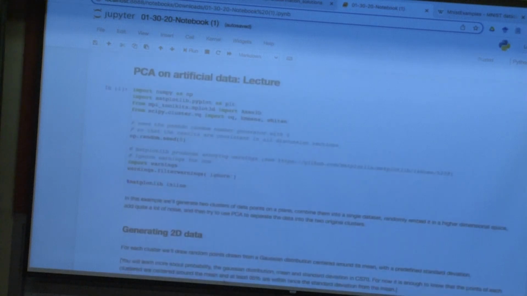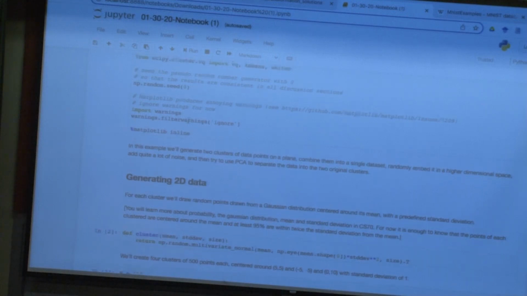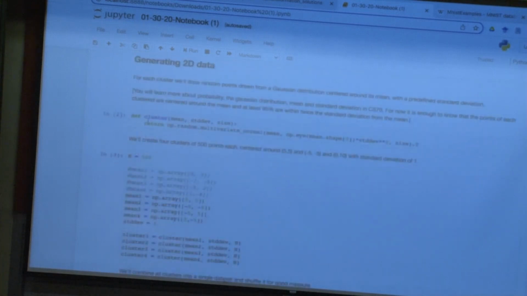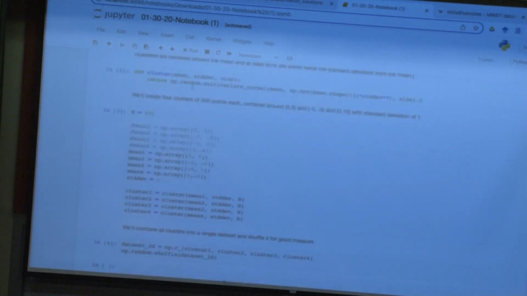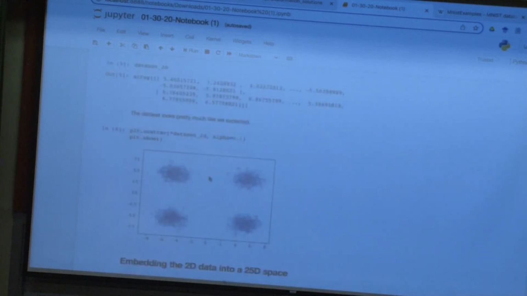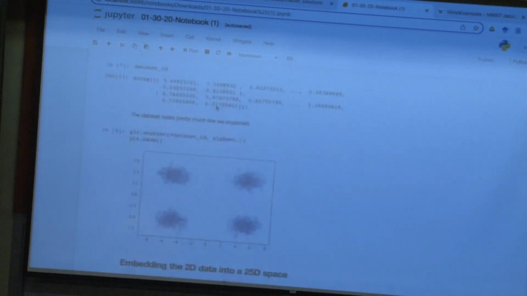Okay, so PCA on artificial data. What I'm going to do is generate a fake data set, and we're going to try to understand what the principal components of this are. So let's generate some 2-dimensional data. I'm just using this to generate some clusters of data: cluster 1, cluster 2, cluster 3, and cluster 4, each with some mean and a small standard deviation. If I plot them in my 2D space, these are the 4 clusters.